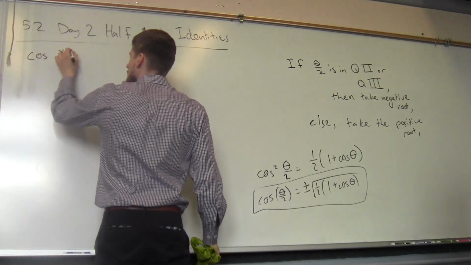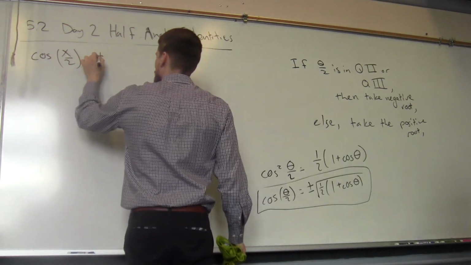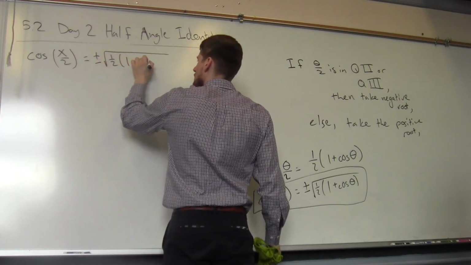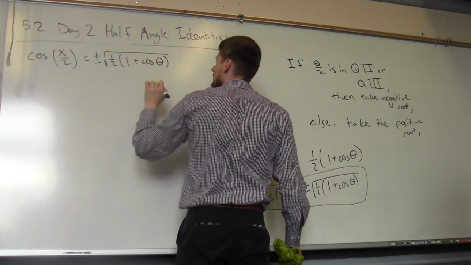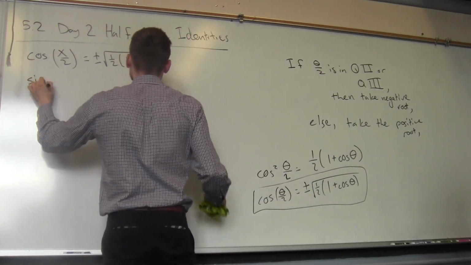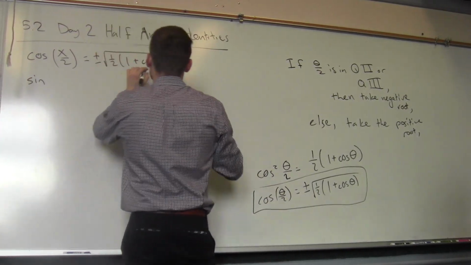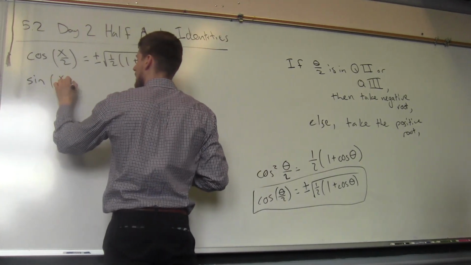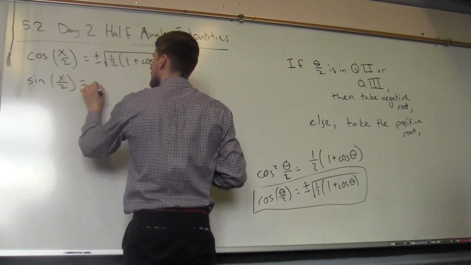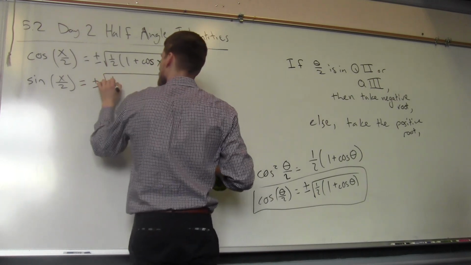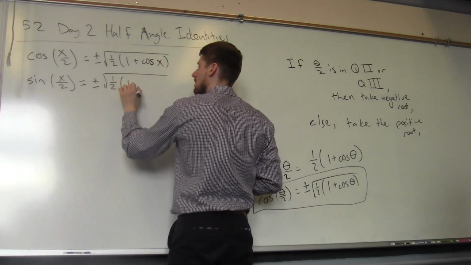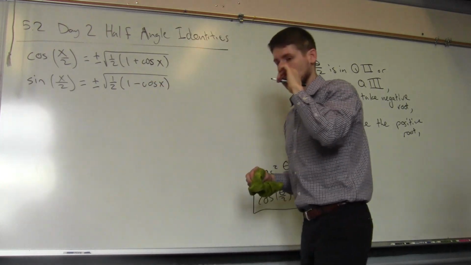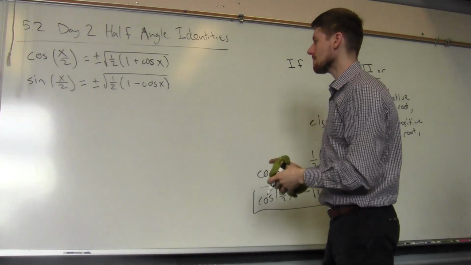Cosine of x over 2 equals plus or minus the square root of 1/2 times 1 plus cosine x. And the sine of x over 2, just put x's instead of thetas, it doesn't matter, equals plus or minus, it's very similar looking, square root of 1/2 times 1 minus cosine of x instead of 1 plus cosine of x.